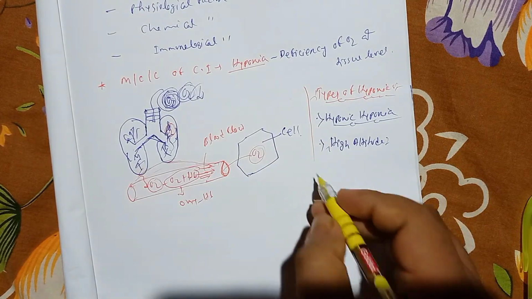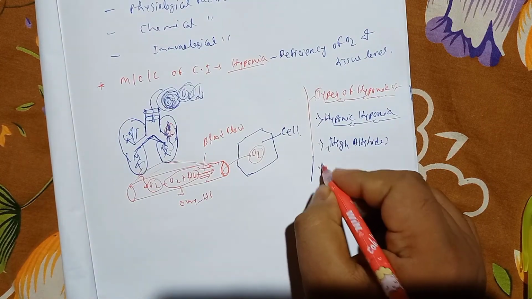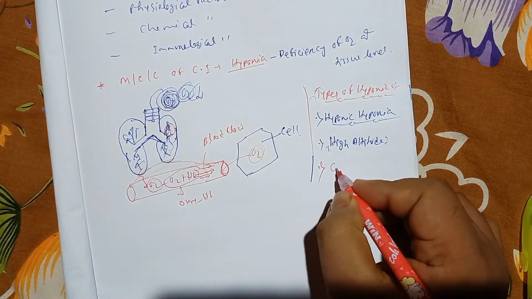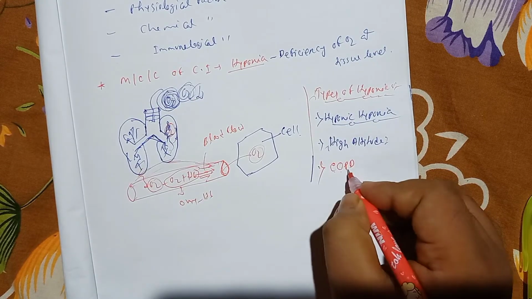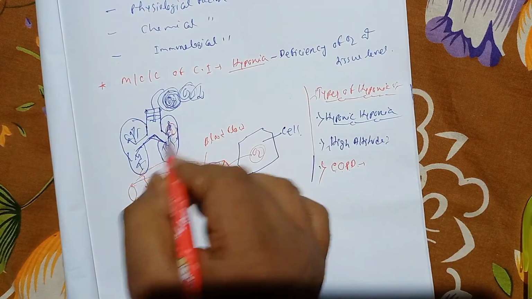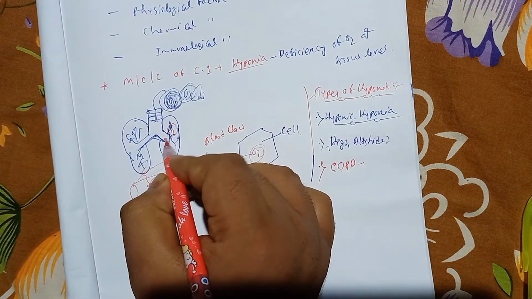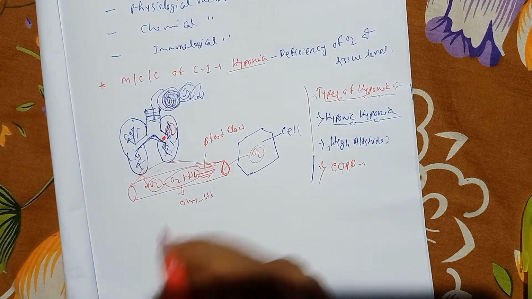Then we have another disease, a very important topic, that is chronic obstructive pulmonary disease. Suppose there is an embolus, just consider it. If there is an embolus or obstruction within the lungs, then what will happen?